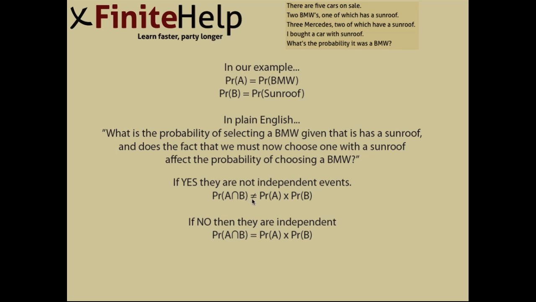And this formula down here, the probability of A intersect B, will not be equal to the probability of A times the probability of B. If the answer is no, they are independent. An example of that would be if the 2 BMWs both had a sunroof, and it asks what's the probability of you picking a BMW given it has a sunroof. Well, it doesn't matter because they both have a sunroof, so it's not really affecting anything.